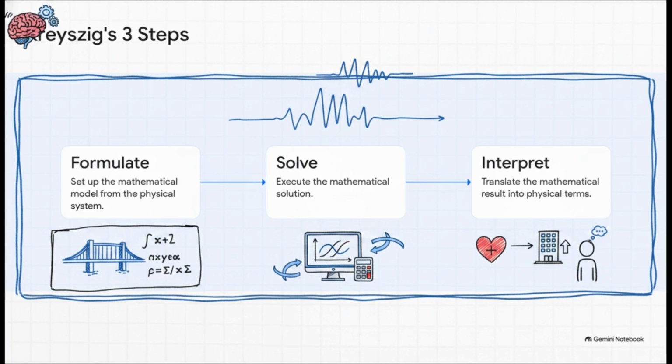But step 3, this is the absolutely crucial part for us as engineers. You have to interpret the physical result. You take those numbers and translate them back into a physical, actionable recommendation. Like, is this bridge actually safe to drive on? Or is this drug dosage going to be effective?